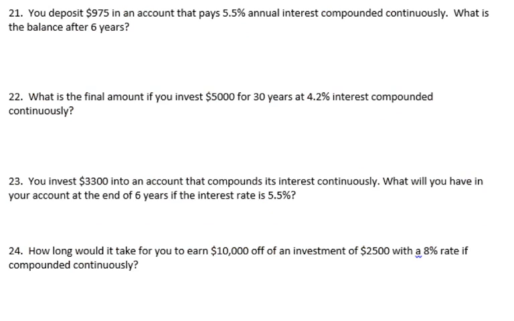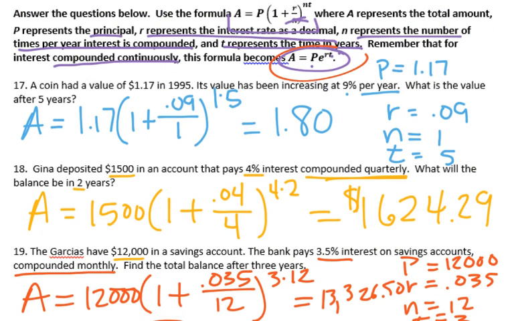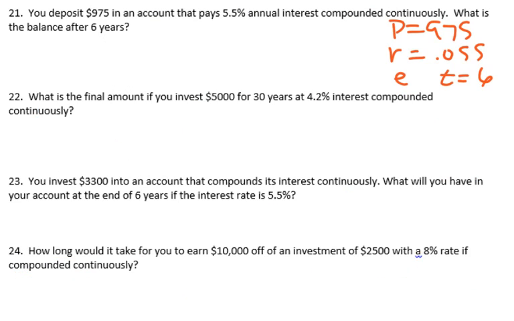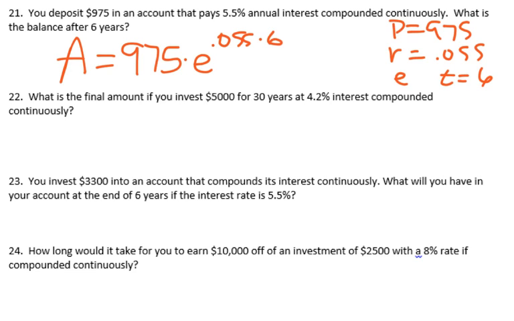All right. Okay, 21. So we deposit 975. We've got our interest, so principal 975. Our interest 0.055. Compounded continuously, so that would be the E, and the time would be 6. So we look at this formula now: P times E to the RT. So A equals P, 975, times E to the rate 0.055 times 6.